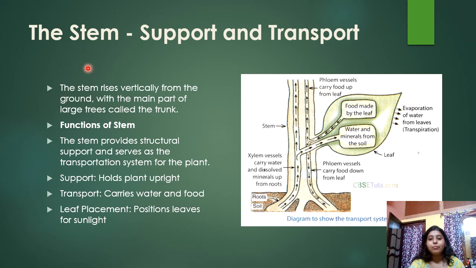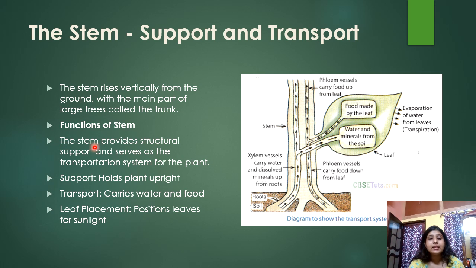Next, the stem, the support and transport. Stem is one of the most important parts of a plant. The stem rises vertically from the ground. And in the case of large trees, the stem is called the trunk of a plant. There are so many functions that are performed by the stem.